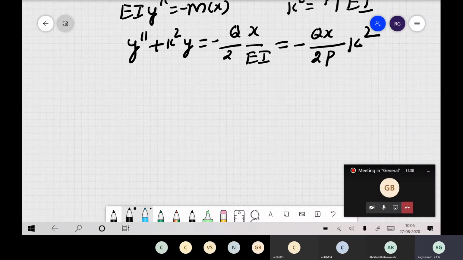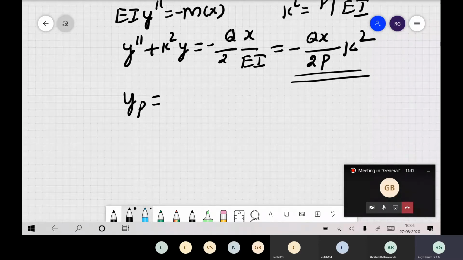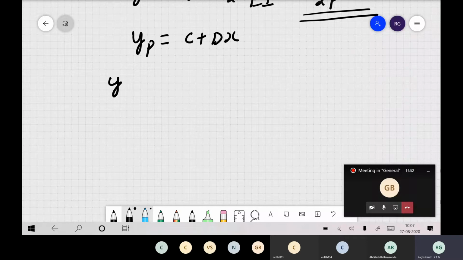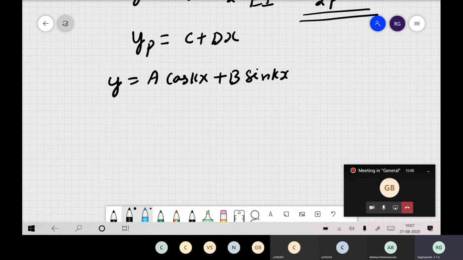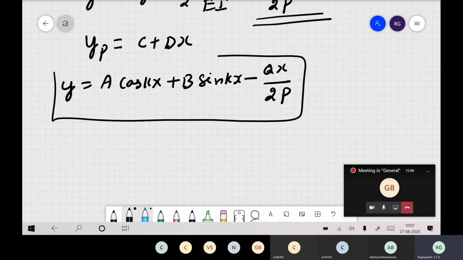All of you are, I think, familiar with how to write the solution, how to write the particular integral. When your right hand side is x, how do you write the particular integral for this type of problem? Since it is a function of x, we write it as c plus d x and then solve. It is straightforward, so I will not go into those details. I will write the solution y is equal to A cos kx plus B sin kx, minus this particular integral, qx by 2P. So this is our solution for this beam column.